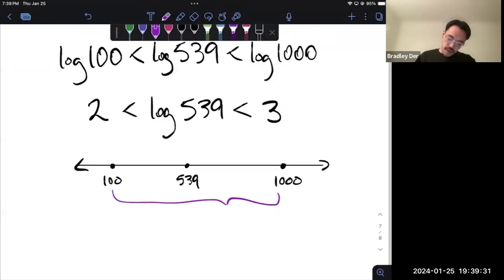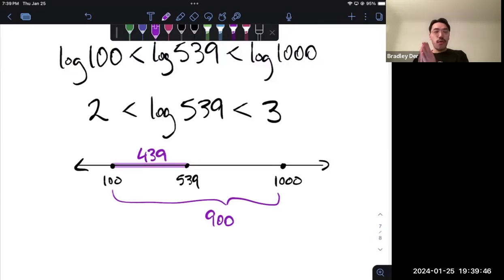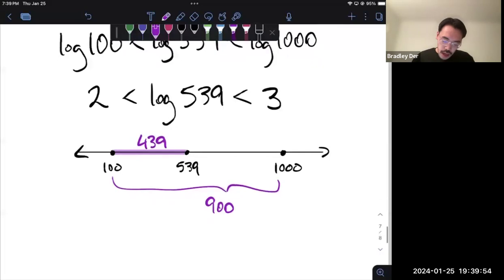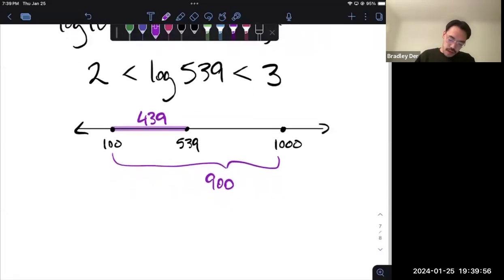There's a difference of 900 between 100 and 1000. And from 100 to 539, 439 units sort of gets us to 439 900ths of the way from 100 to 1000. I think I said that grammatically correct. Hope I did.